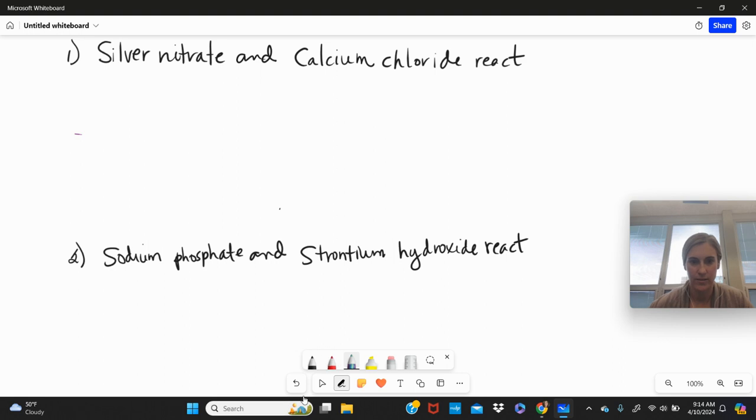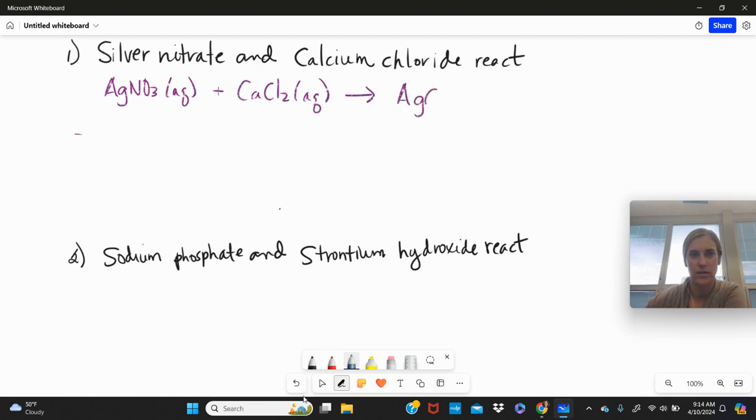Okay, so let's see, we have silver nitrate. Remember, our first step is to write our full balanced equation. And calcium chloride. Okay, and so what we're going to do now is a little crisscross. So silver chloride and calcium nitrate are going to be our 2 products.